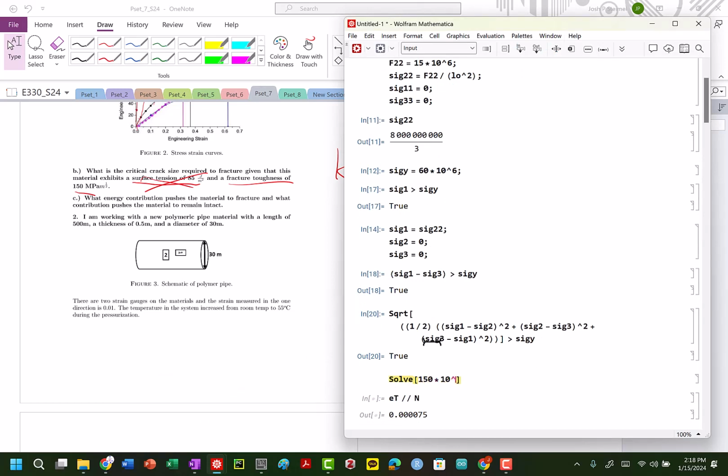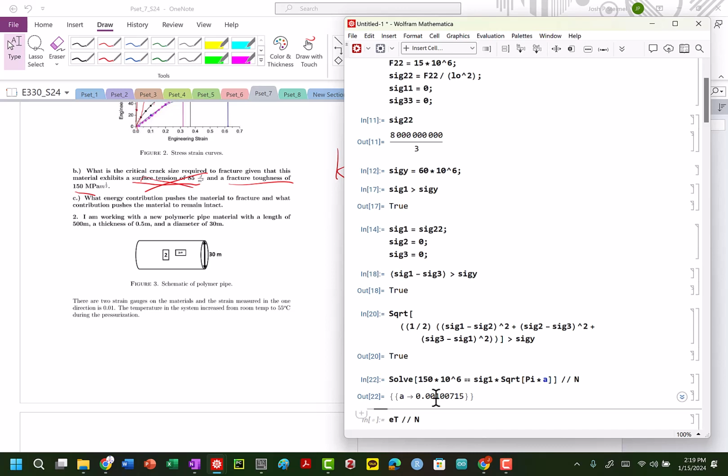150 times 10 to the 6 set equal to sig 1 times square root of pi a. I'm just skipping that geometric factor. And that would be my critical crack size. So it's actually quite large. Considering the stress that we're applying here, it's quite large to fracture. So I need basically something like on the order of a millimeter.